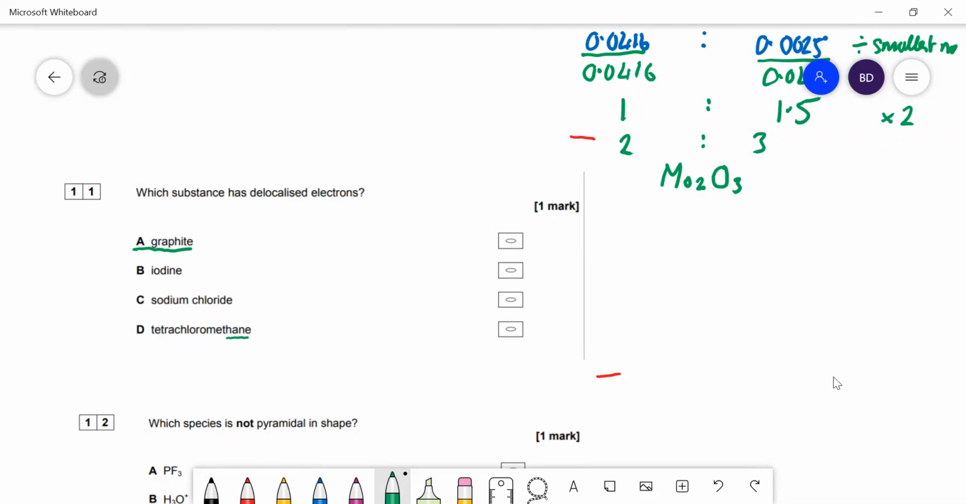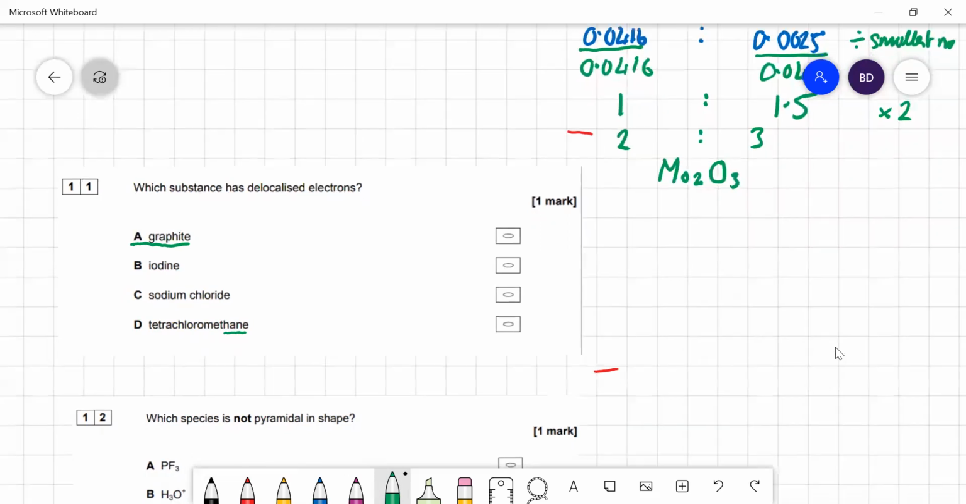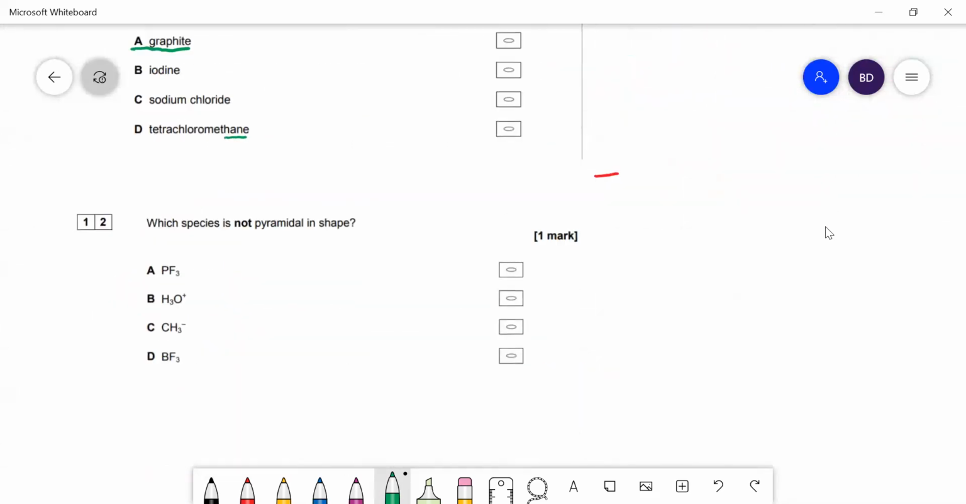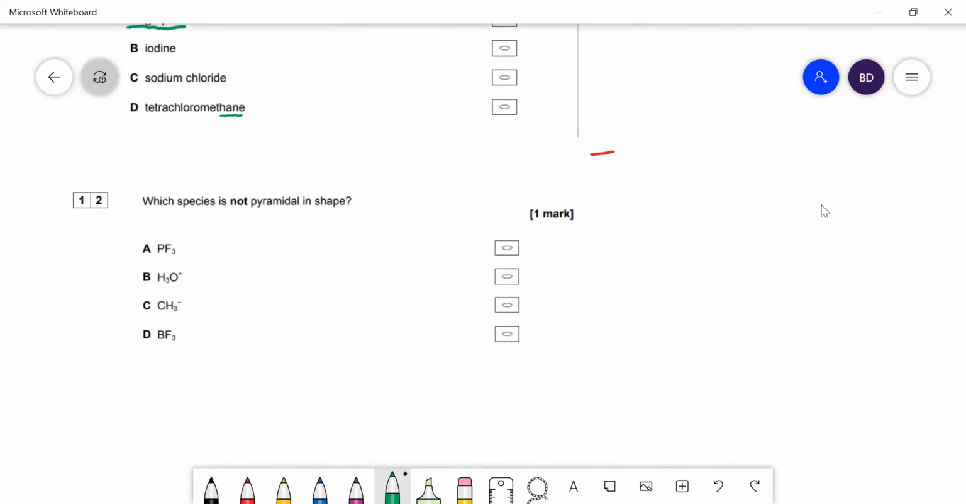Okay, next one about shapes of molecules. Which species is not pyramidal? Now, to have a pyramidal shape, if you remember, it's like nitrogen, like the ammonia, sorry. Ammonia, you've got 3 bonding pairs, and what makes it pyramidal is you've got this lone pair there. So we want something with 3 bonding pairs and a lone pair, right?